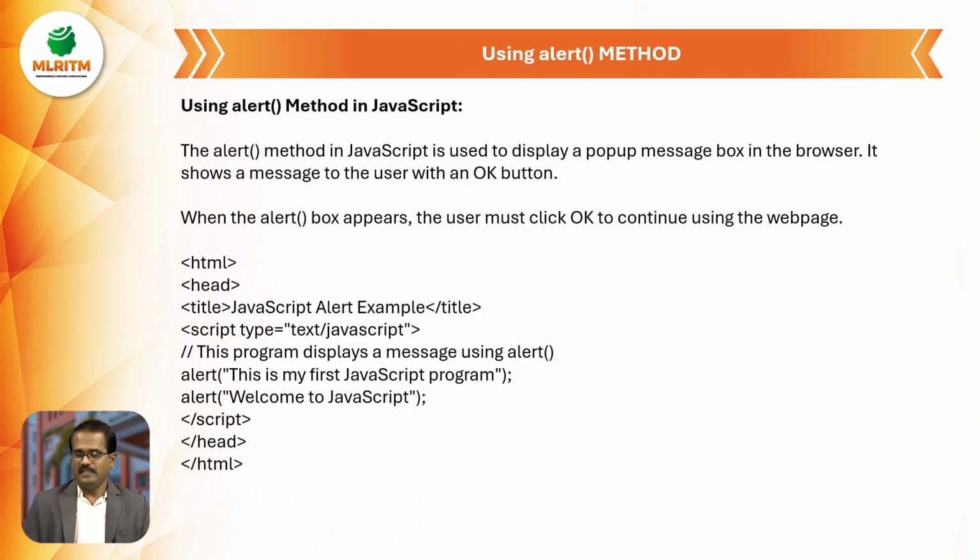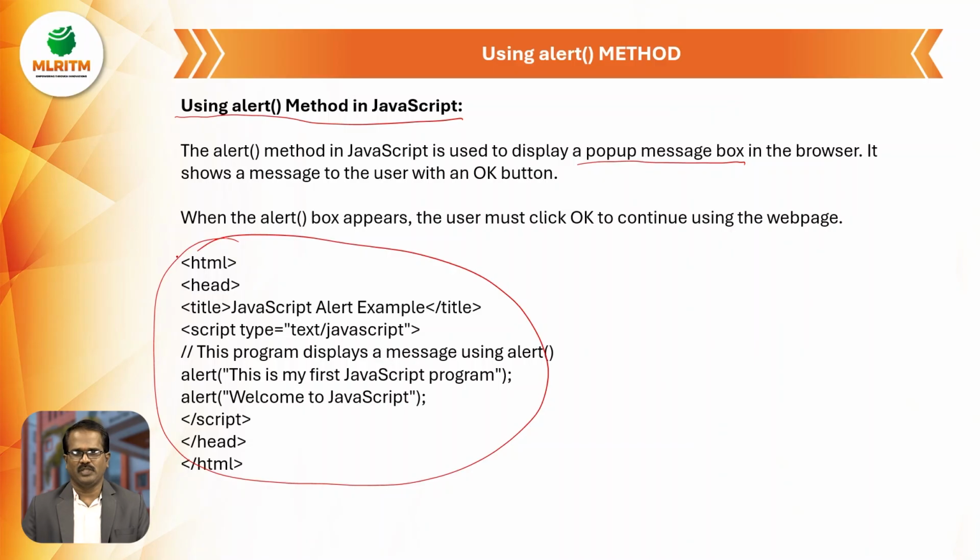JavaScript. Up to now, we discussed the ways we can write and execute JavaScript by using the document.write method. After that, using the alert method. After that, using the console method. Alert method: the alert method in JavaScript is used to display a pop-up message box in the browser. When you execute this script, it will create a pop-up with an OK button. After giving the values, when you click on OK, only then will it go to the next page. When the alert box appears, the user must click on OK to continue to the web page. Here we'll see this is the alert method.